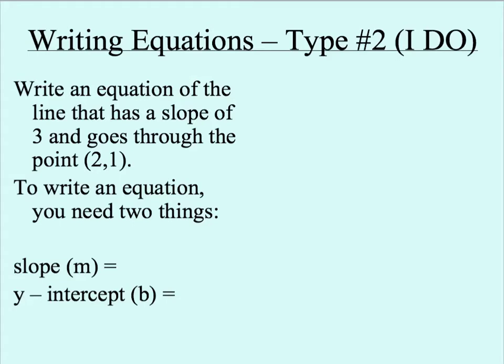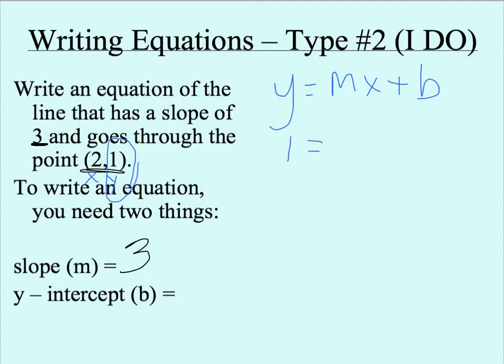Okay, so the second type is when you have the slope of the line and a point that goes through that line. We already have one thing: the slope, which is 3. Now in order to find the y-intercept, we have to fill in a little bit of information. I'm going to use these points, x and y. My original is y = mx + b. Here I know that y is 1, so where y is, I'm going to put 1. The slope m is 3. And x here is 2.